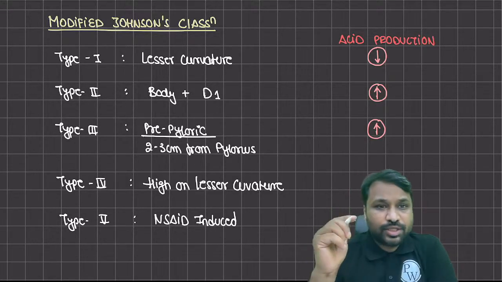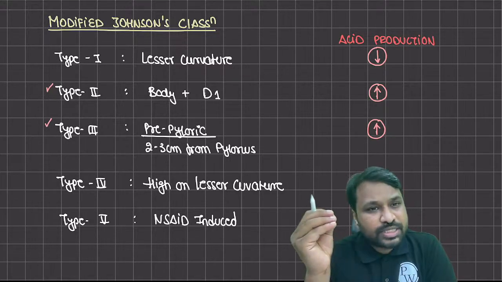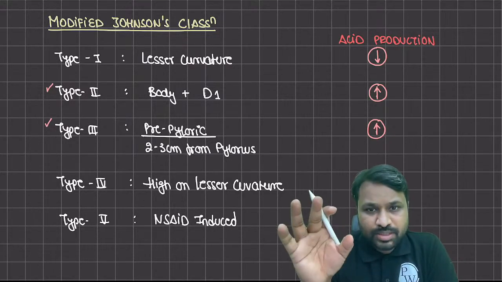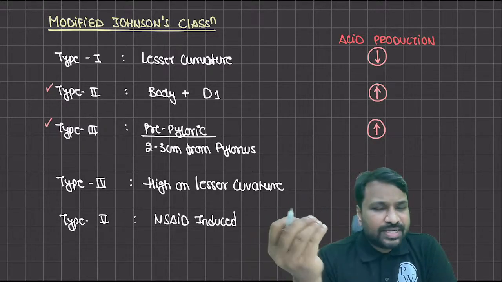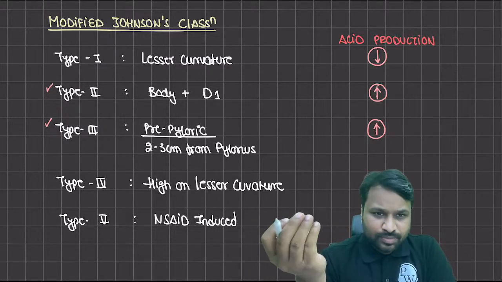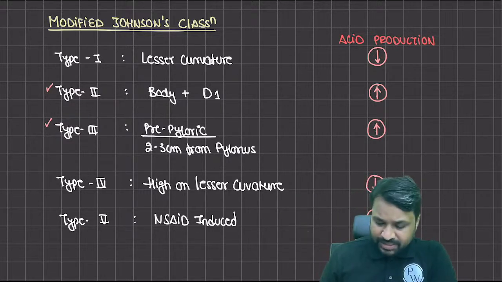So what it tells you is that in type 2 and type 3, you also need to do acid-reducing surgeries like vagotomies, which we are going to talk about. Whereas in type 1, because the acid production per se is less, you can go ahead and remove that part. It is more than enough. Type 4 and type 5 are going to be in the same context, because type 5 is NSAID induced.